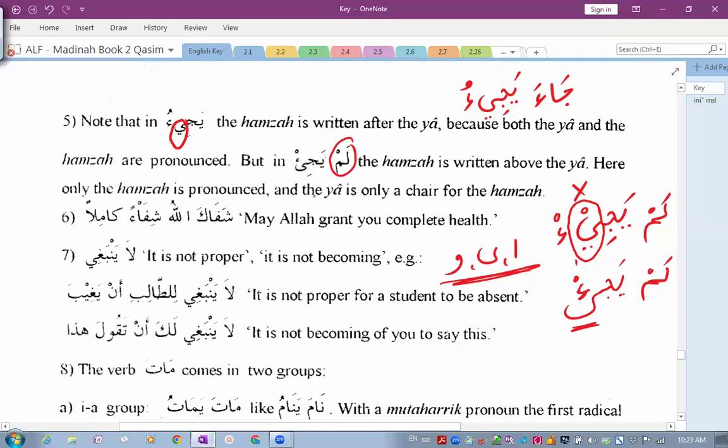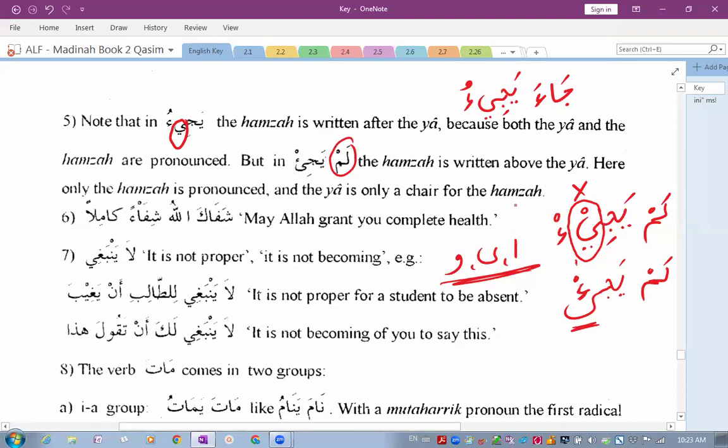But in lam yaji'u, the Hamza is written above the ya. Here only the Hamza is pronounced and the ya is only a chair for the Hamza. So that's all we are learning, that Hamza requires a seat with him, next to him or underneath him. If the seat next to him has to be dropped, then we give him a temporary seat, which is an alif maksura. Brother, why do we take ya as a chair?